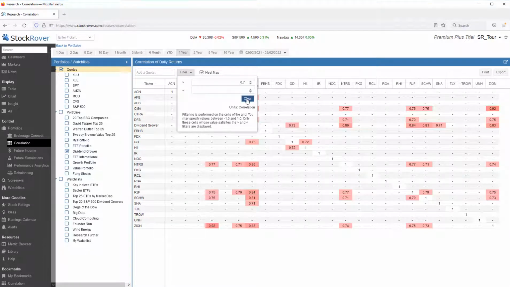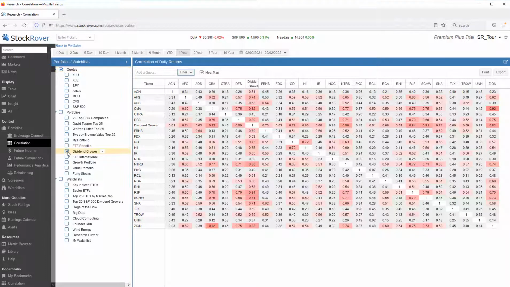Let's clear the filter. I'll also deselect the portfolio.